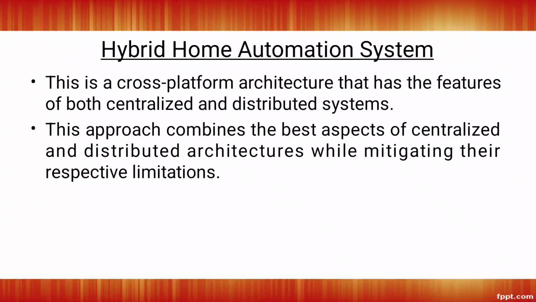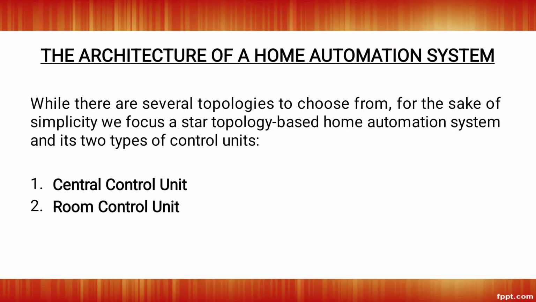Next is hybrid automation system. This is the cross platform architecture that has the features of both the centralized and distributed systems. The approach combines the best aspects of centralized and distributed architectures while mitigating their respective limitations.